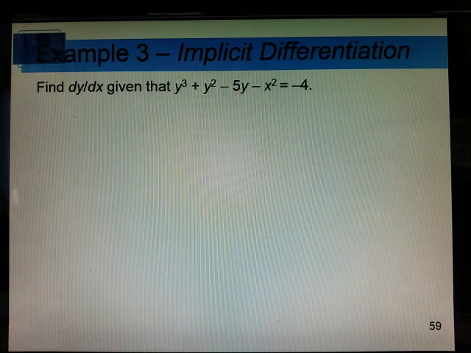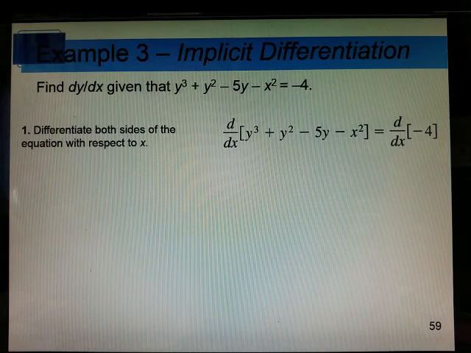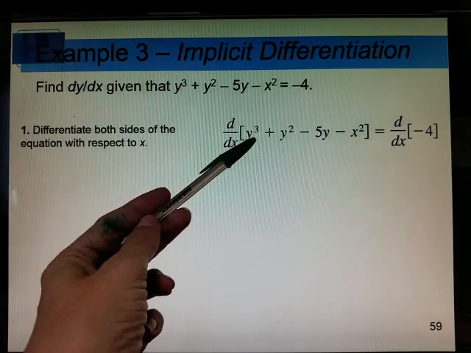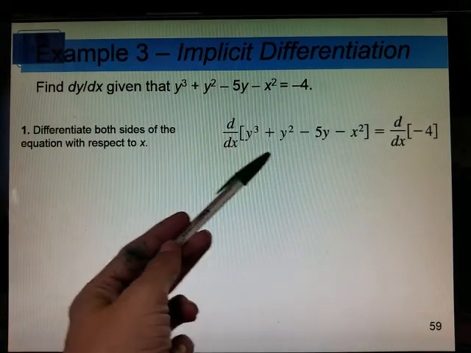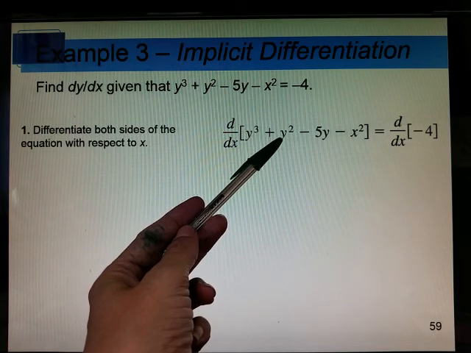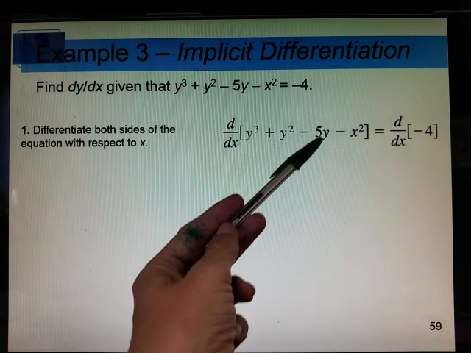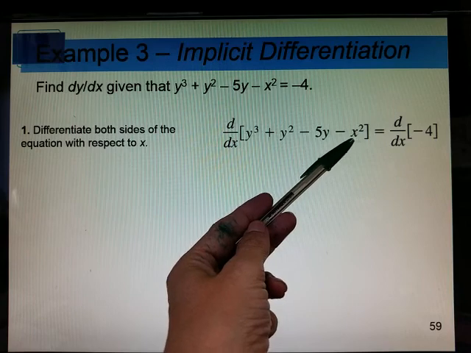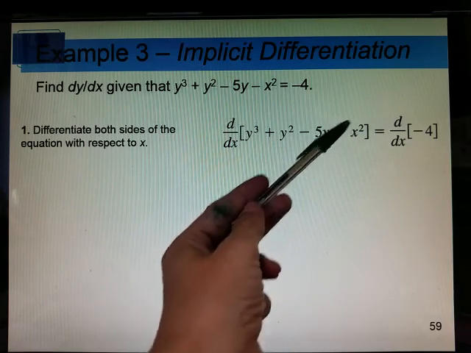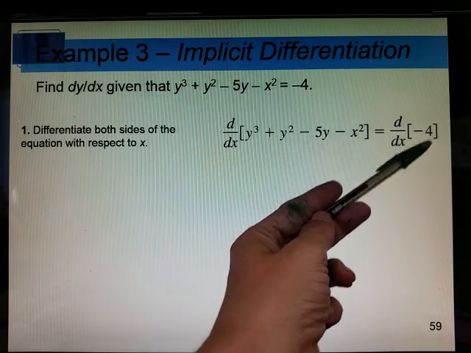we're going to have to do it implicitly. So that means I'm going to have to take the derivative here with respect to x. So 3y squared dy/dx, 2y dy/dx, minus 5 dy/dx, minus 2x dx/dx. So that one's just minus 2x. The derivative of that will be 0.